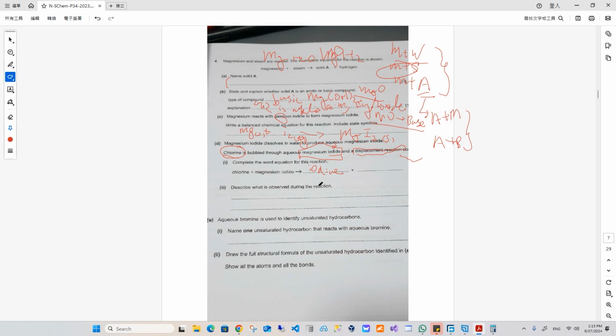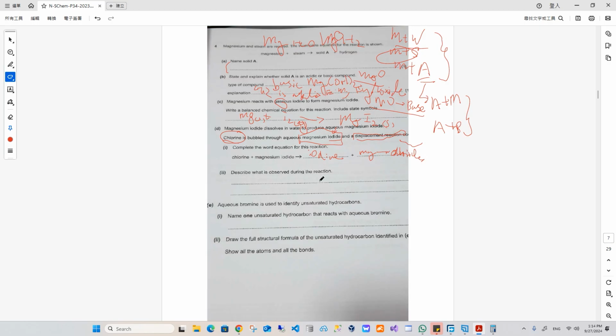Iodine goes out, and then magnesium chloride will come in. So magnesium chloride. This is a word equation, so you don't have to balance.